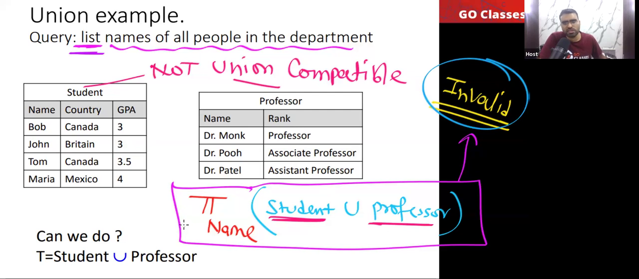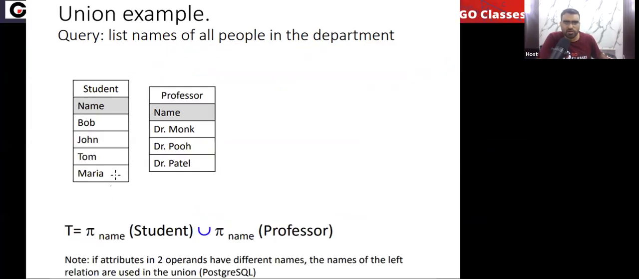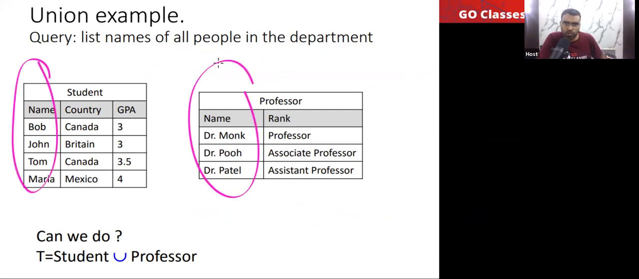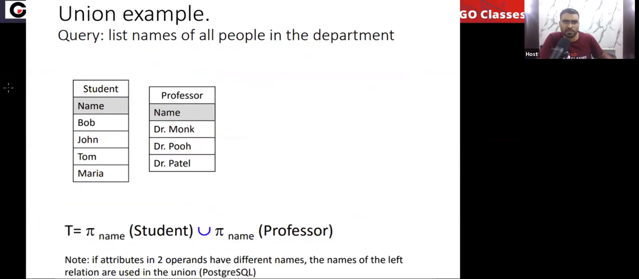So what is the solution then? Anyone want to give me a solution? I want all the names. Then what is the solution? Yes, the solution is very simple. You project names and then you do union. Yes or no? You project these names, you project these names, and then you do their union. Correct? So this will be the answer. Project names from the student table, project names from the professor table, then you do their union. So this is what you can do.